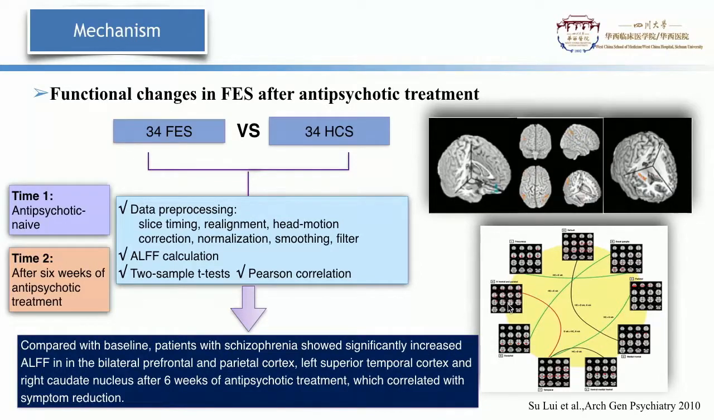In that study, we also looked at how functional connectivity changed during this short 6-week antipsychotic treatment. Here the black line shows where the functional connectivity did not change. The red line means they had abnormal functional connectivity at the very start and then changed to normal after 6 weeks. The green line shows brain regions which were normal but then changed due to the antipsychotic treatment.